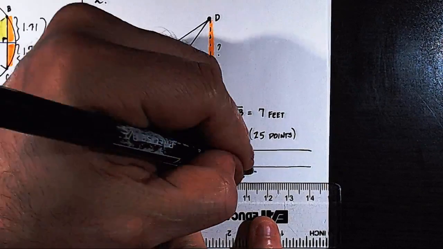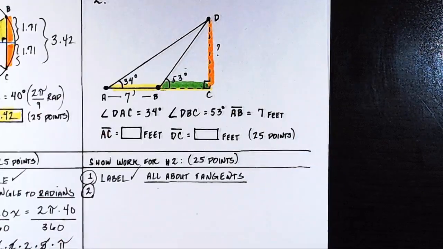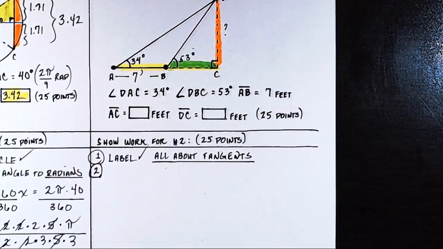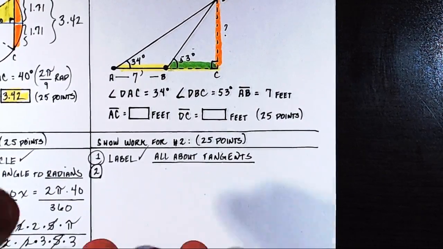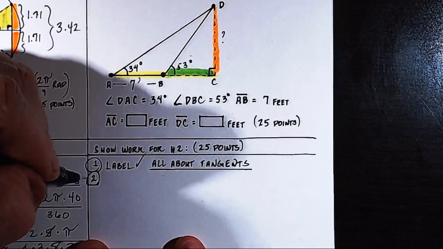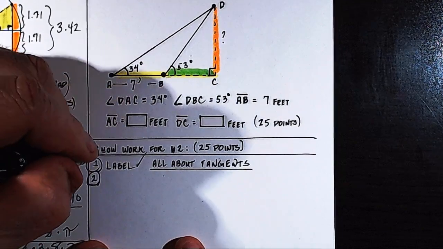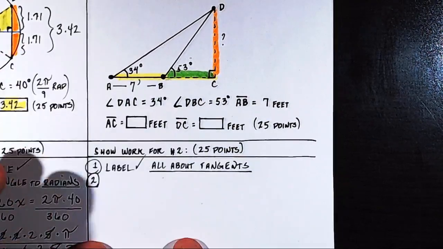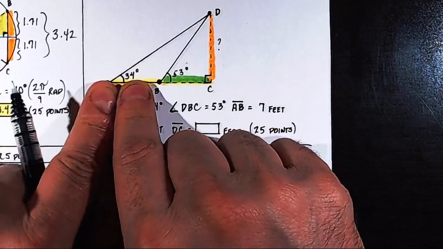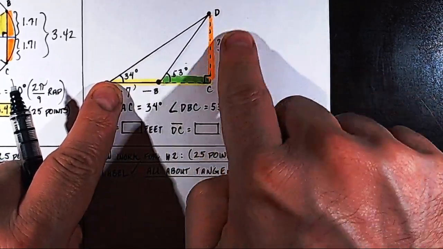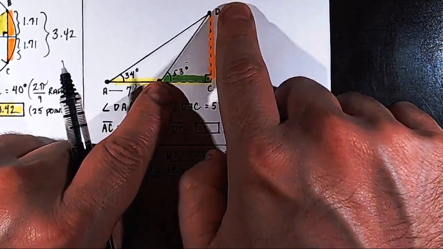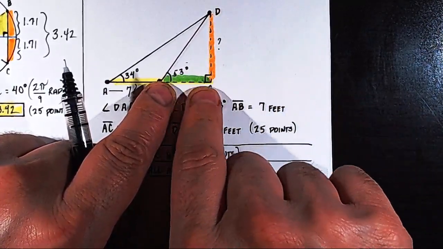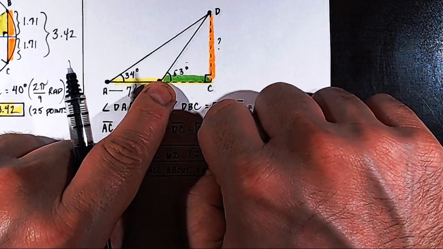It's all about tangents. So when we solve this problem, we need to review for a moment what the tangent function is. Remember SOHCAHTOA, so tangent is opposite over adjacent. Think about that. The tangent of 34 degrees is opposite over adjacent. The tangent of 53 degrees is opposite over adjacent.